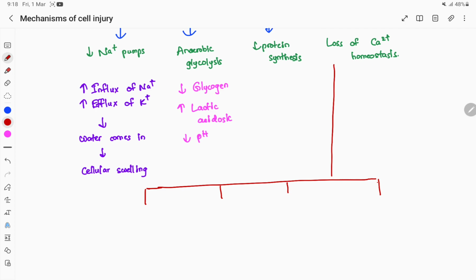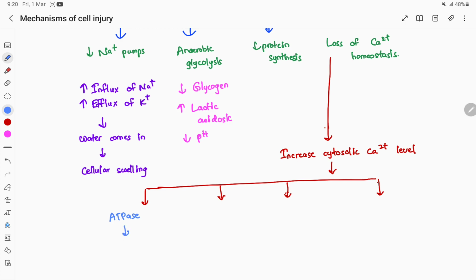Calcium homeostasis, that means a very narrow level of calcium within a cell, is maintained by ATP. So when there is reduction in ATP level, there is increased cytosolic calcium by influx of calcium from the extracellular space, and also release of calcium by mitochondria. Increased cytosolic calcium level activates several enzymes such as ATPase. This ATPase degrades ATP and reduces ATP level further.